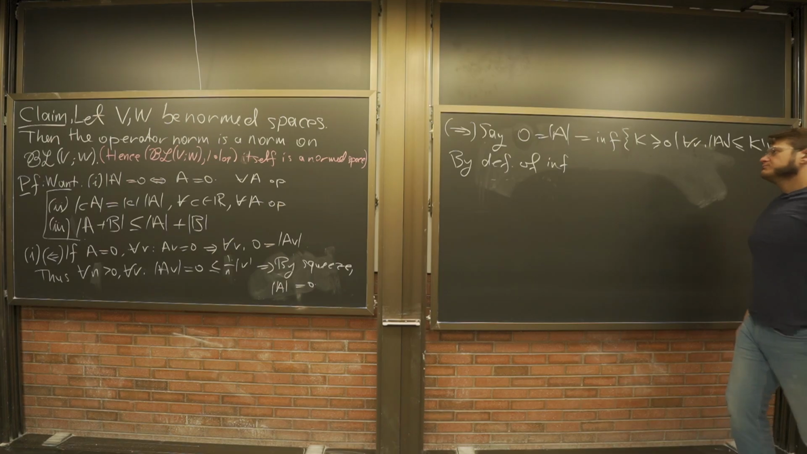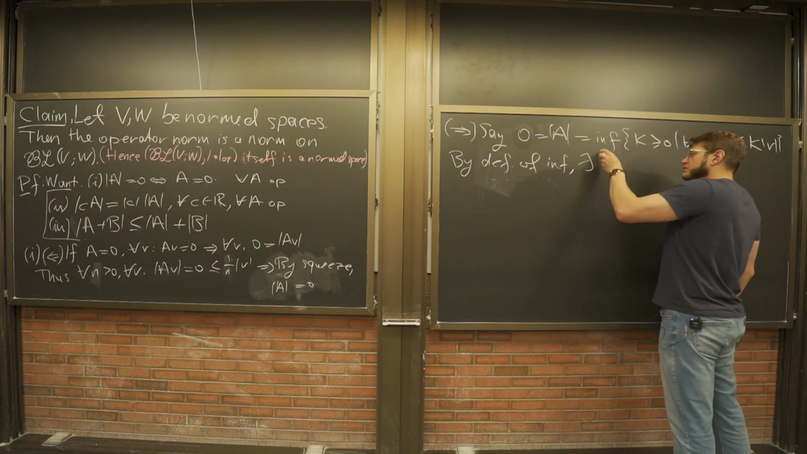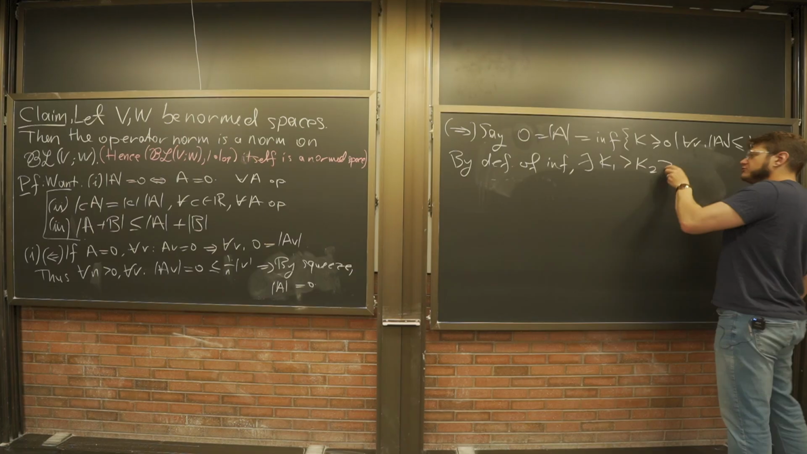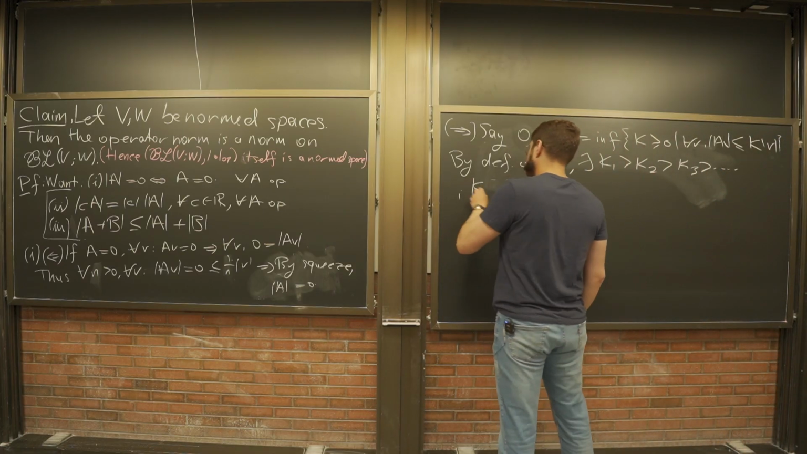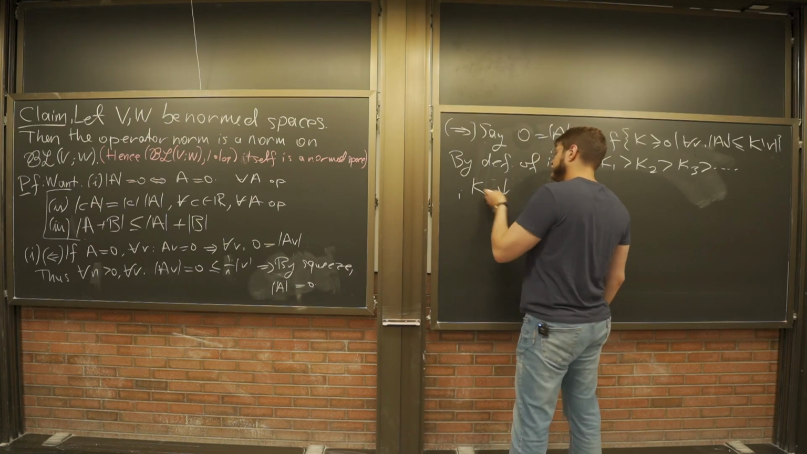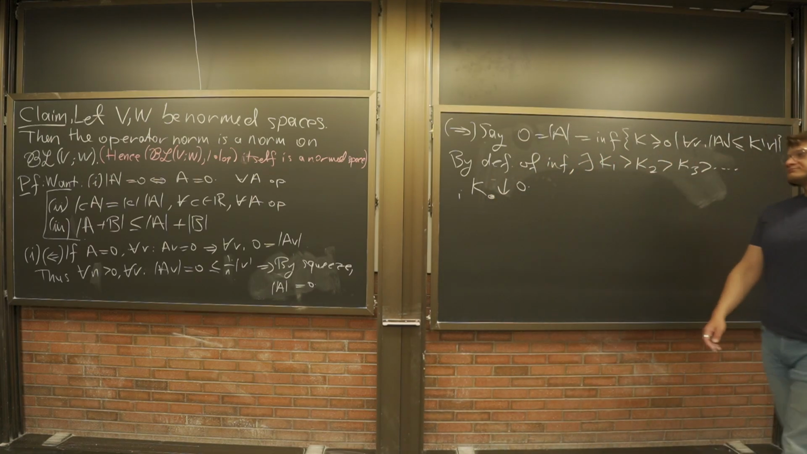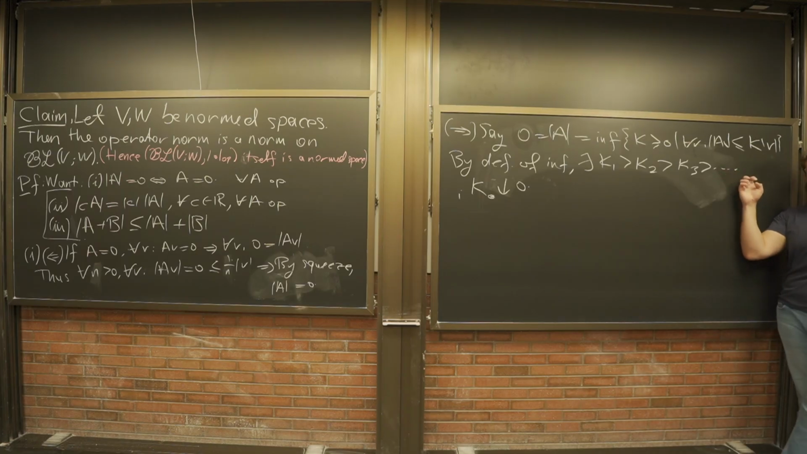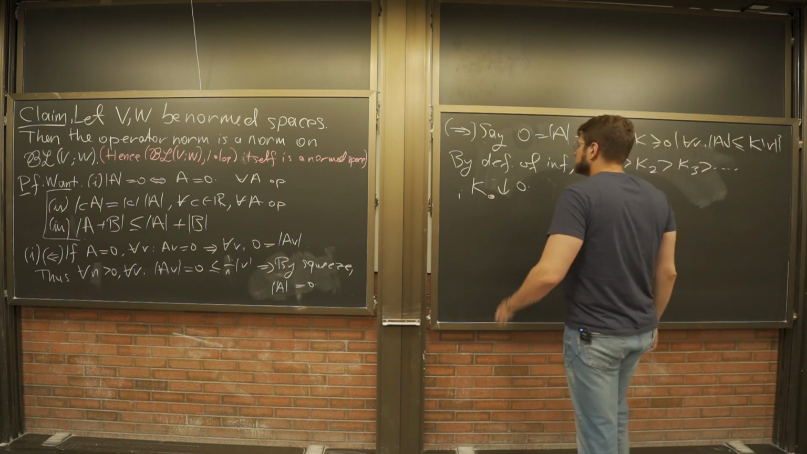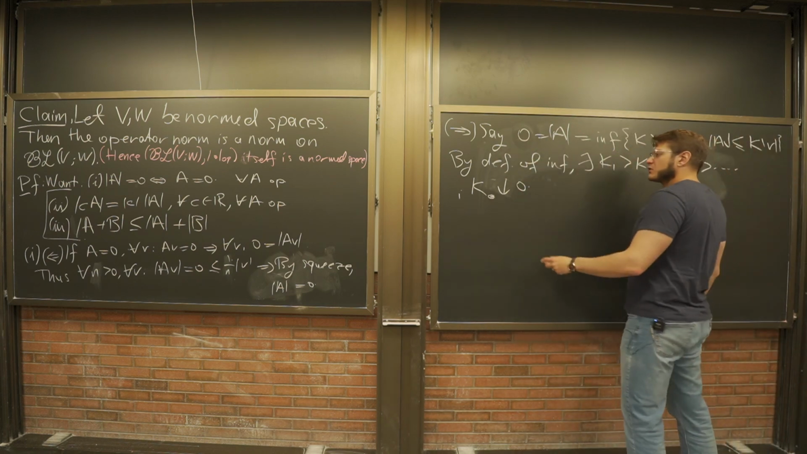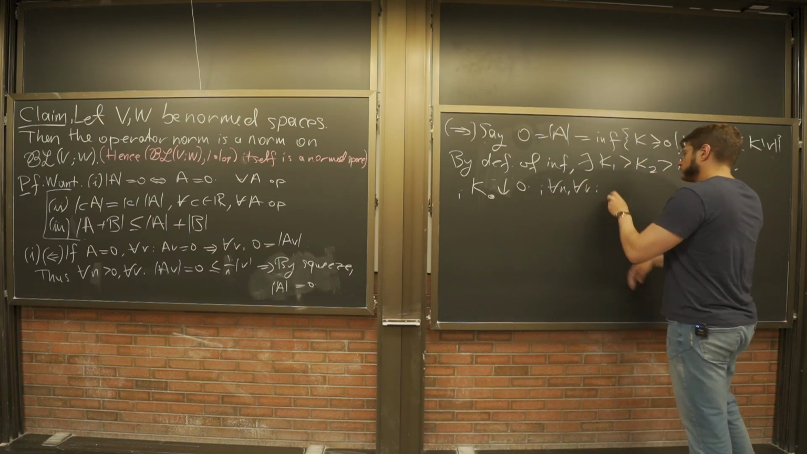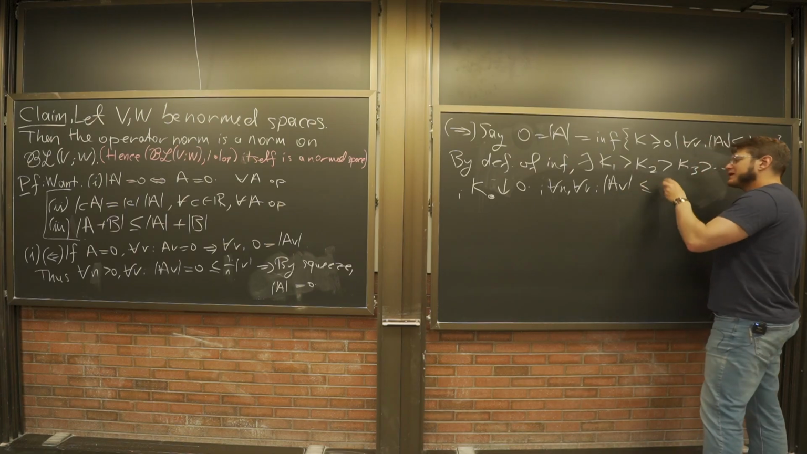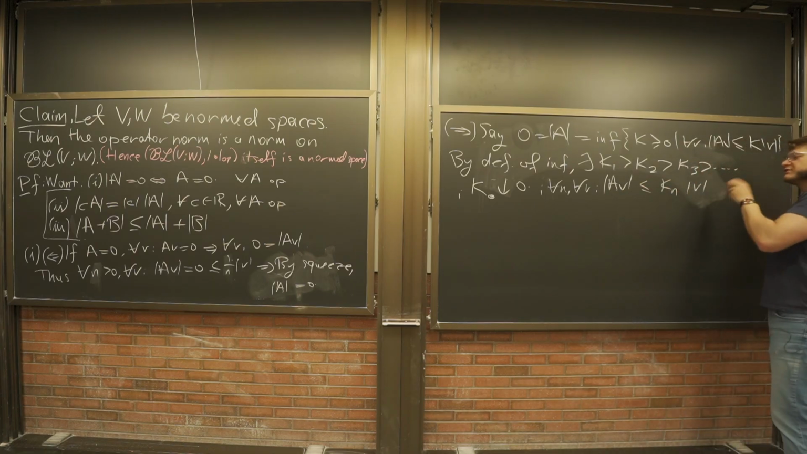By the definition of infimum, there is k1, k2, k3, dot, dot, dot, such that k bullet, the sequence, converges to 0. Right? Just because you have a decreasing sequence of numbers doesn't mean that it has to converge to 0. But I'm saying, let's say that it converges to 0. I get to do this because the infimum is 0, such that for any n and for any v, the norm of Av is bounded from above by this guy.